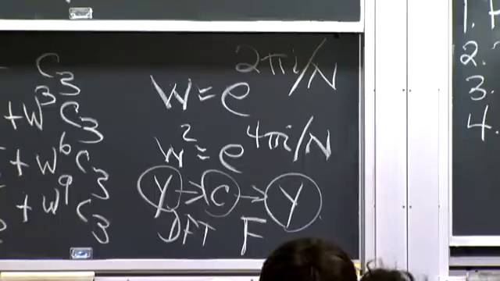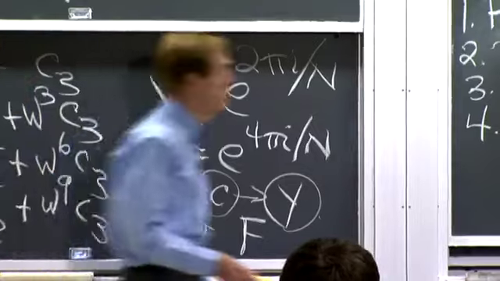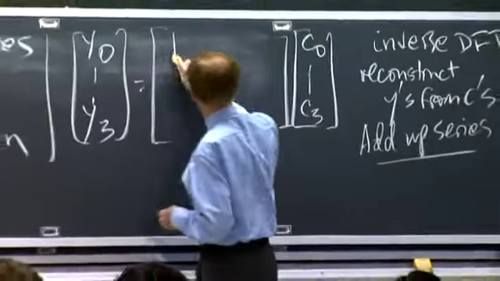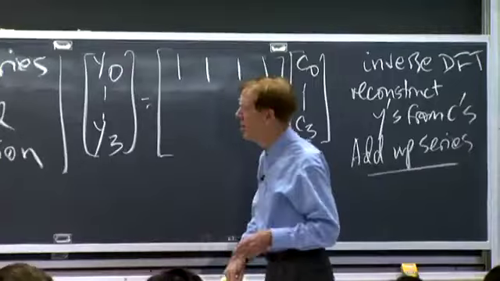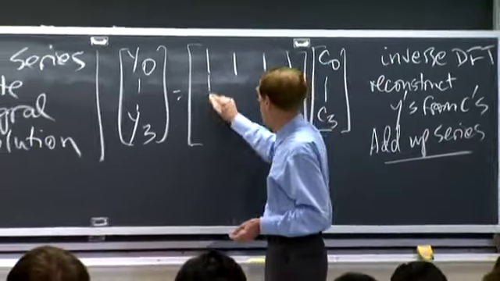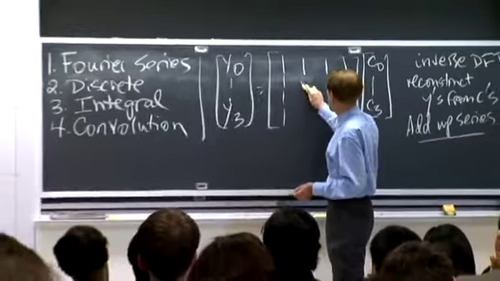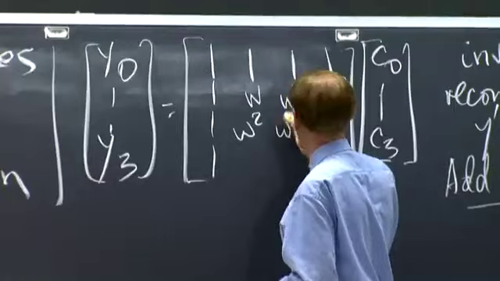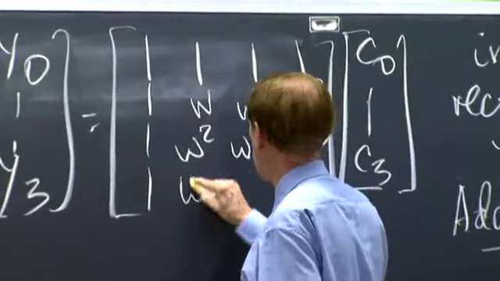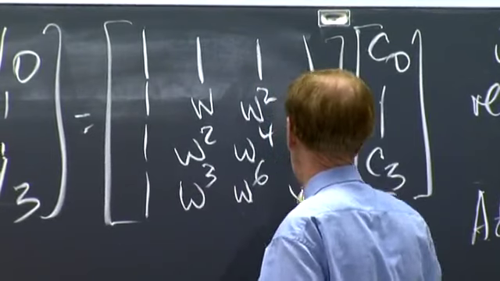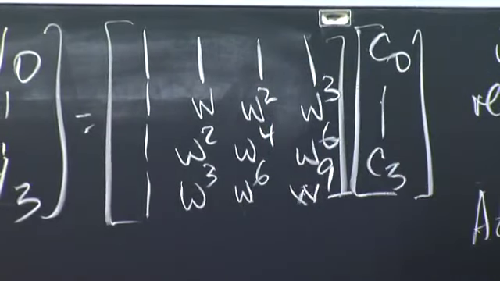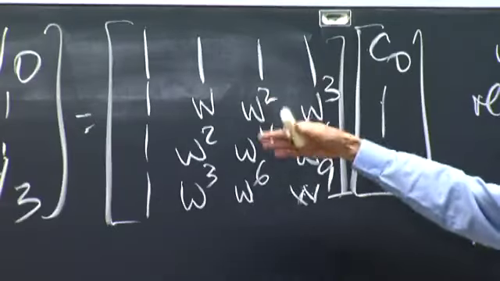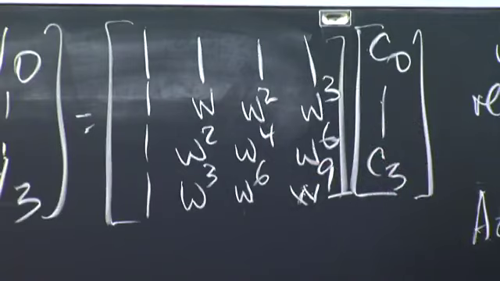Okay, can you peel off from here what the matrix F is, the Fourier matrix? Its first row is all ones. Its first column is all ones. And then it's 1, W, W squared, W cubed, W squared, W^4, W^6, W cubed, W^6, and W^9. So it's made up of these powers of W, the 0, first, second, and third power, and then higher powers.